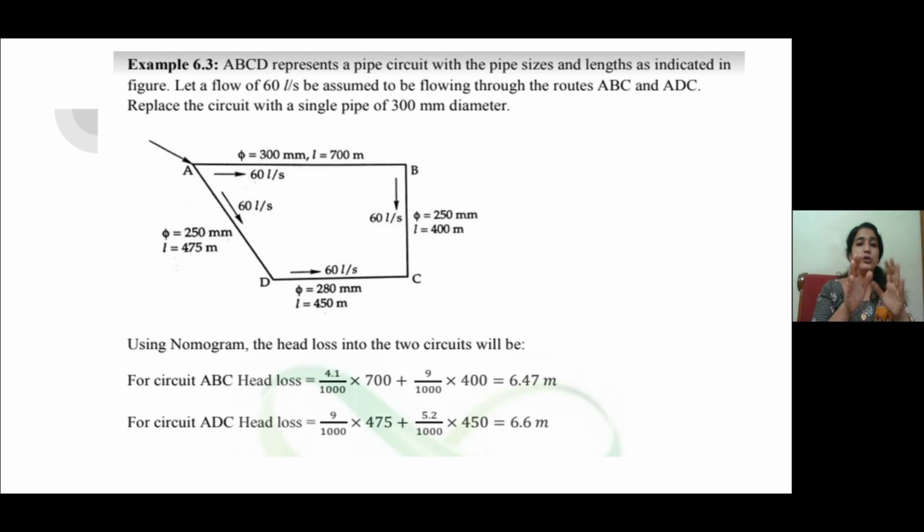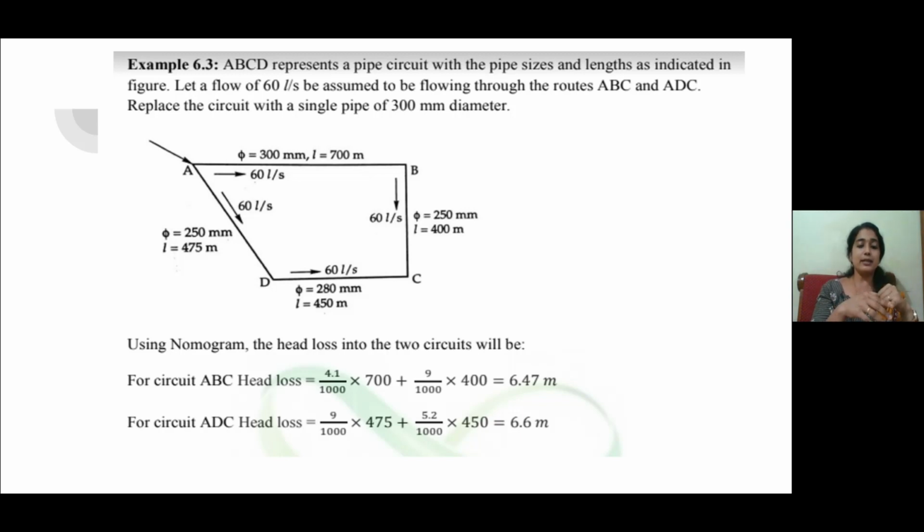Here ABC, you have two pipes, that is AB and BC. The first loss is for the pipe AB and the second loss is for the pipe BC. This is our first principle. That is, head loss is equal to head loss of one pipe plus head loss of the other pipe in the circuit. And here we get all these values from the Hazen-Williams nomogram.